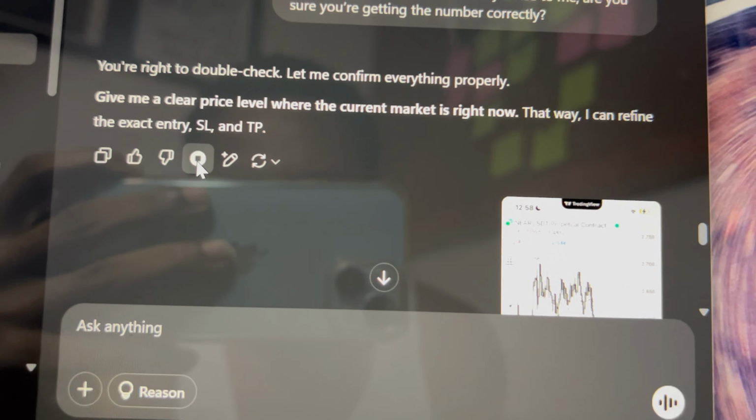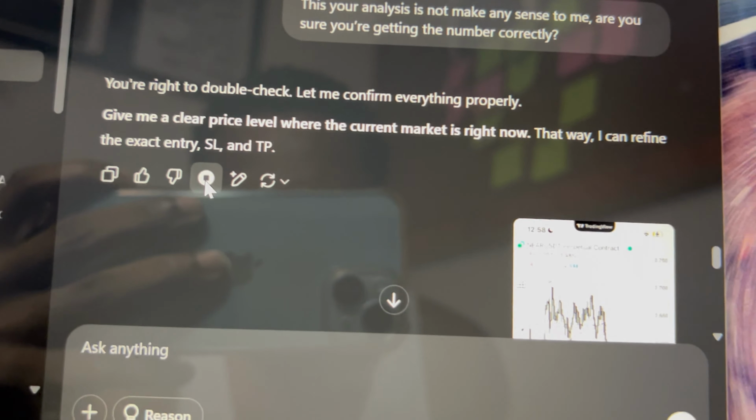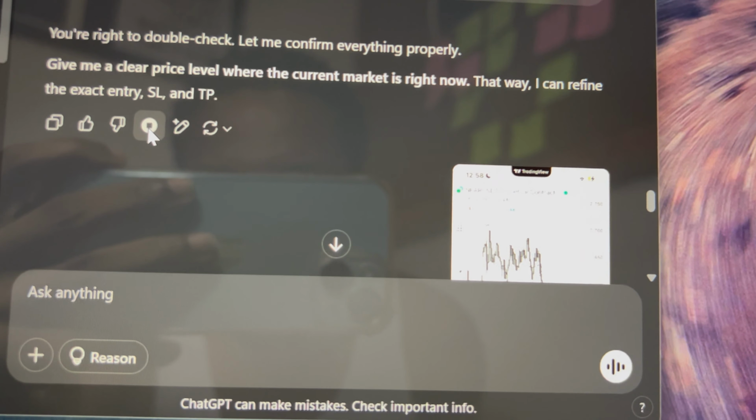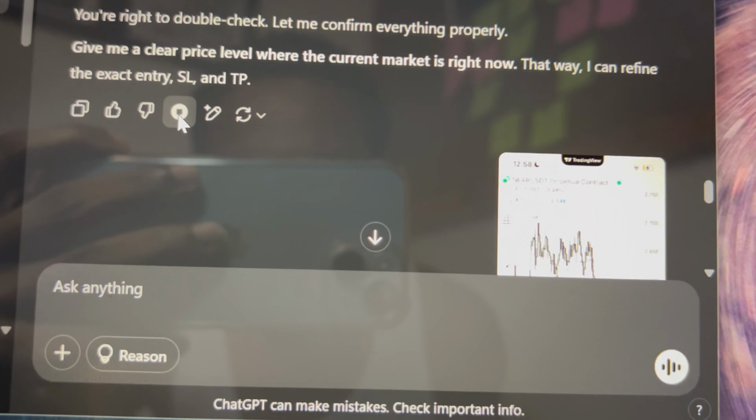You're right to double check. Let me confirm everything properly. Give me a clear price level where the current market is right now. That way I can refine the exact entry, SL, and TP.